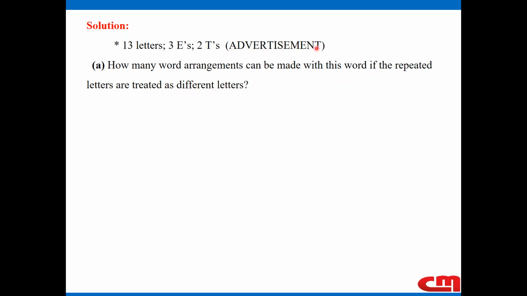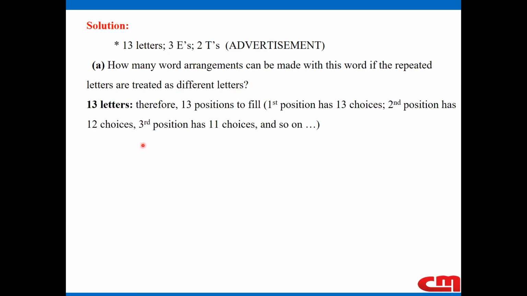That means in the word advertisement, I don't see any repeating letter. There are 13 different letters. That is the meaning of treating repeating letters as different, right? So as such, you realize that we have 13 different letters, therefore we have 13 positions to fill, meaning the first position has 13 choices. Once it is filled, the second position has 12 choices. Once it's filled, the third position has 11 choices, and so on and so forth.